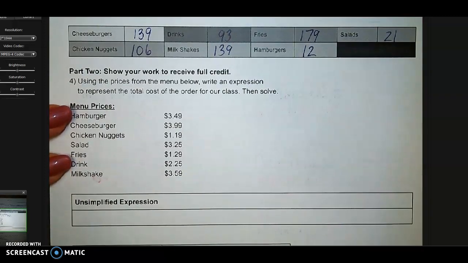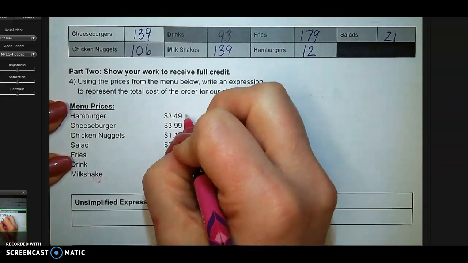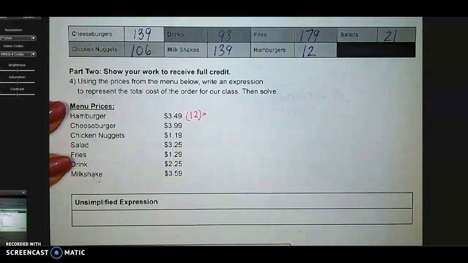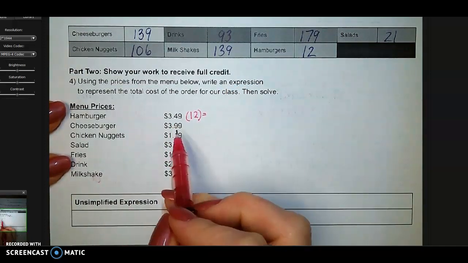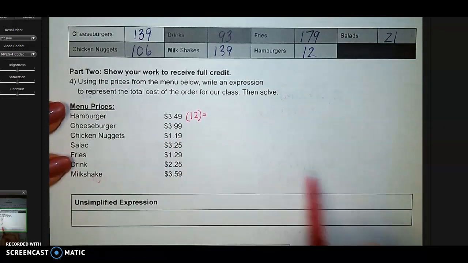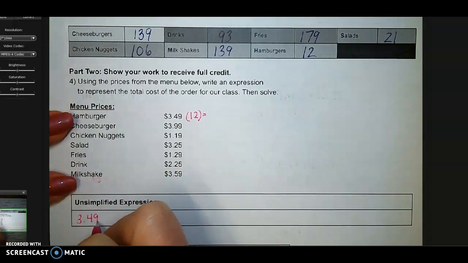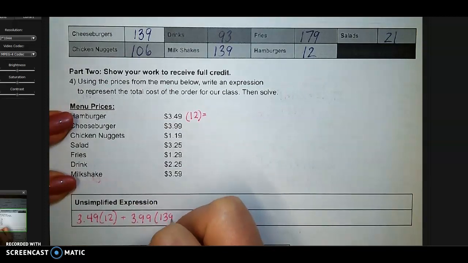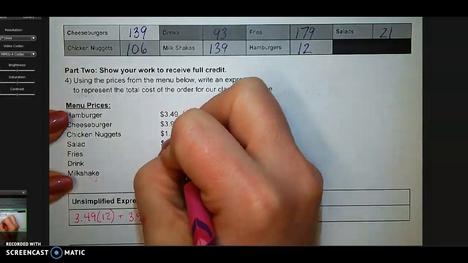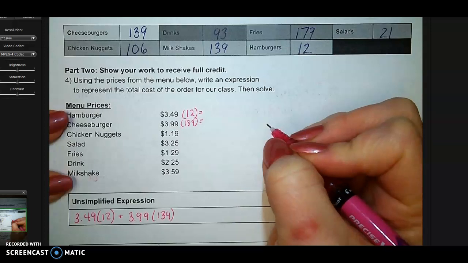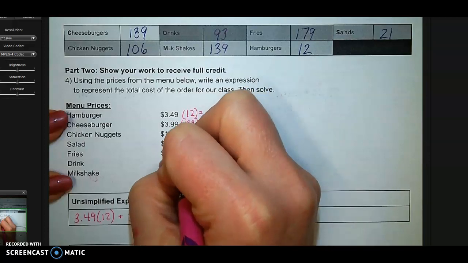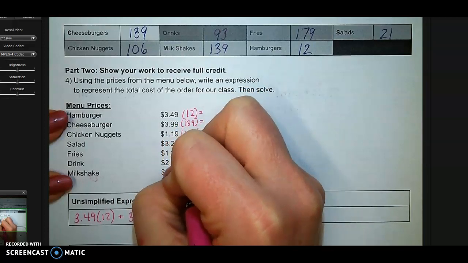So in order to find out my price, my hamburgers are $3.49, and I need 12 of those. So I'm going to multiply. Now, you can write this all out down here. If you had written it and then shown me your work there and said, oh, look, it's all right here, that would have worked for me as well. But you could write it in a long expression, and it would look like this. So you can get the idea there. I did it up here on my paper and found my totals up here. 106 chicken nuggets, 21 salads.